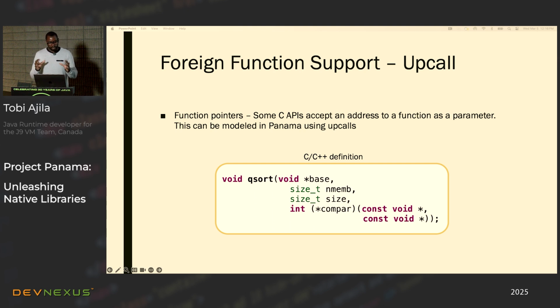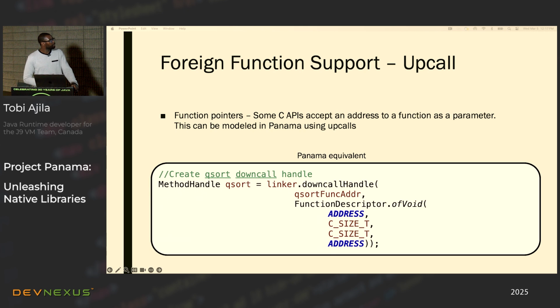So like I said, the goal of Panama is that you're able to interact with native libraries purely from Java code, as if you were just writing Java code. Typically, if you're using a native function, you define your compare function in native code and then pass a reference to it. But with Panama, you can do this entirely in Java code, and I'll show you with an example.